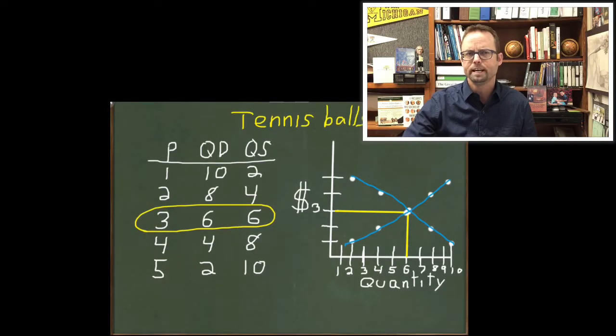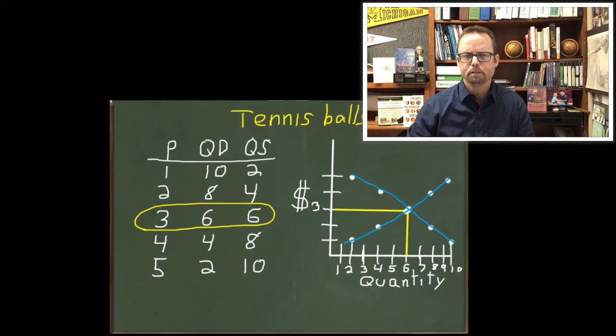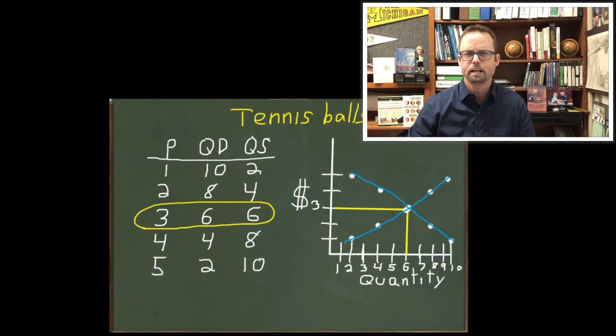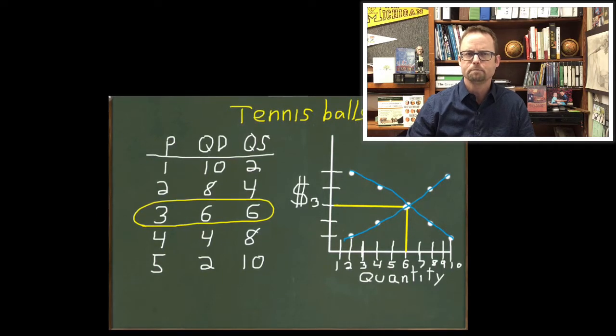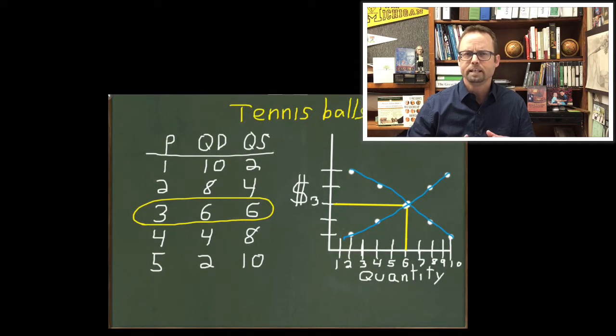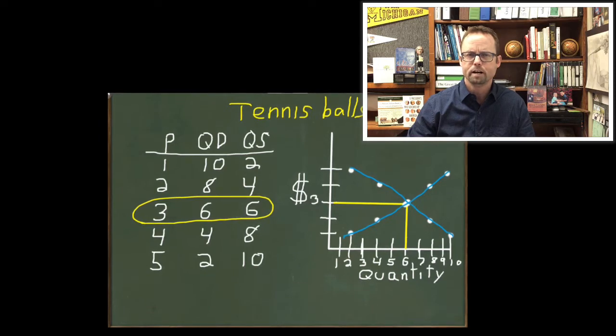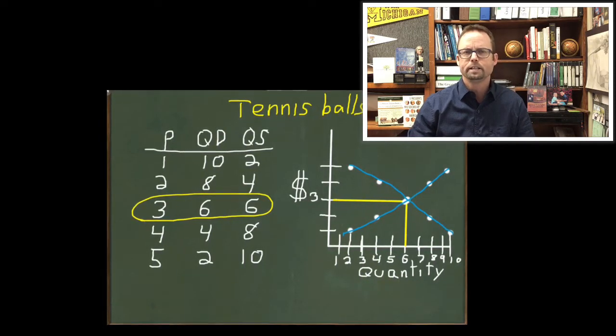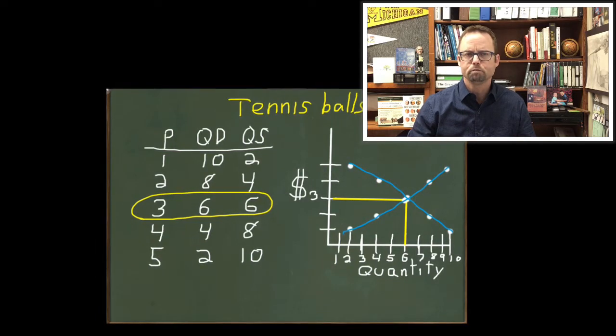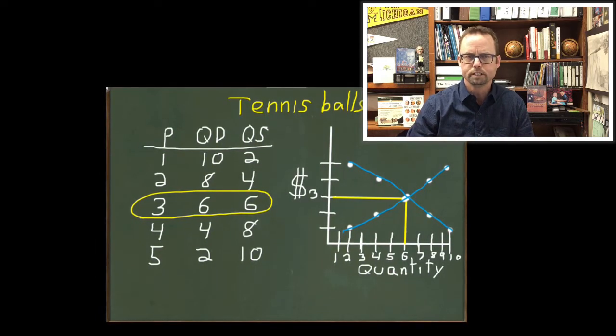In the picture, you will see that at $3, the amount of tennis balls demanded is the same as the amount of tennis balls supplied. You will also notice that the demand and supply curves intersect at the price of $3. The price at which the curves intersect, the price that balances demand with supply, is called the equilibrium price.